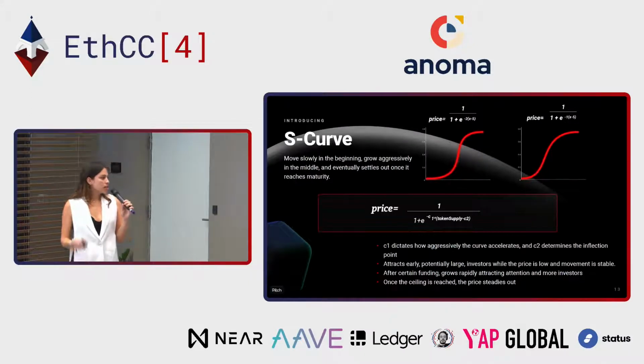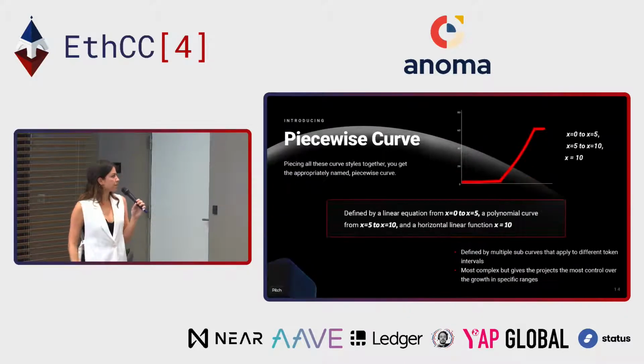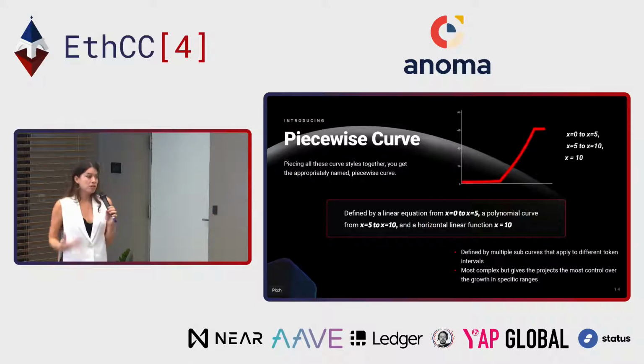And this model does attract early, potentially large investors, and once the ceiling is reached, which you would be able to predetermine, the price steadies out. And the most complex one, which is a really good one if you have a lot of different variables that you'd like to consider in your curve, is the piecewise curve. So this function is not dictated by a singular function such as the other ones. It's dictated by multiple ones across several different areas.